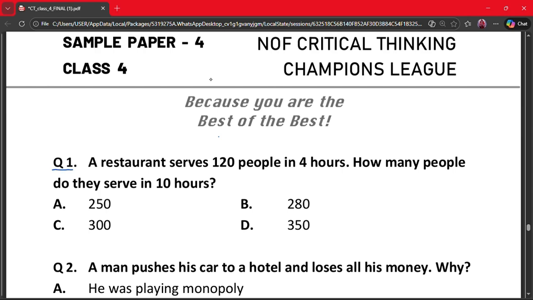Question number 1. A restaurant serves 120 people in 4 hours. How many people do they serve in 10 hours? Option A 250, B 280, C 300 and D 350. So in 4 hours they are serving 120 people. So in 1 hour, 120 divided by 4, which is equal to 30 people. So in 10 hours they will serve 10 into 30 people. That is 300. So our correct answer is option C.